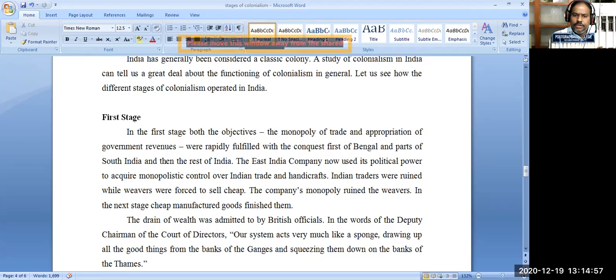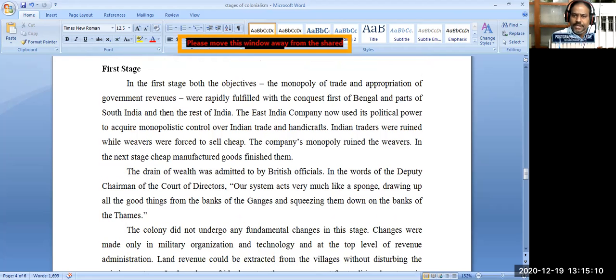Indian traders were ruined while weavers were forced to sell cheap. The company's monopoly ruined the weavers. In the next stage, the cheap manufactured goods finished them. The drain of wealth was admitted to by British officials. In the words of the Deputy Chairman of the Court of Directors, our system acts very much like a sponge, drying up all the good things from the banks of the Ganges and squeezing them down on the banks of the Thames.